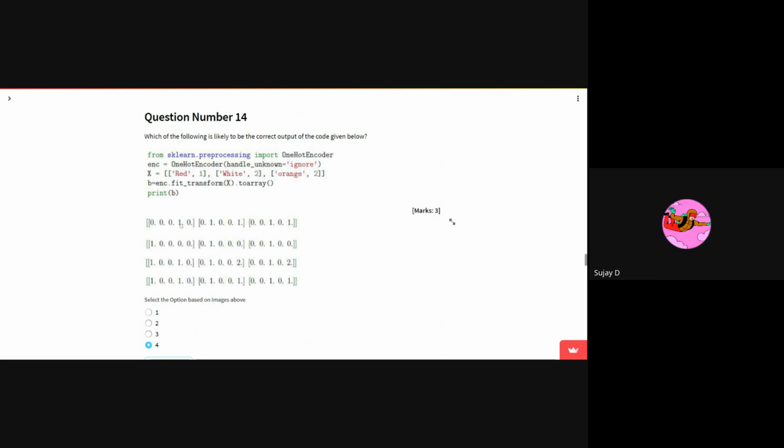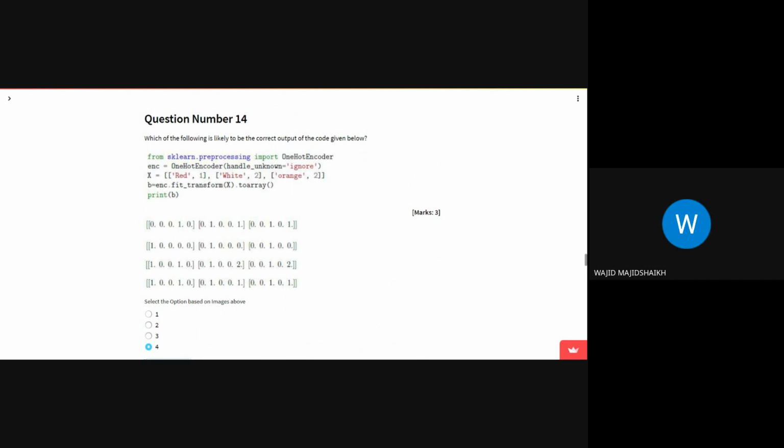My question is how not to treat this 1, 2, 2 as a category. For that, you will have to use a transformer. Just use fit transform on the first column, the first feature of X.